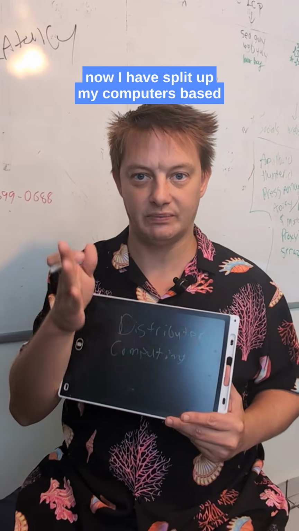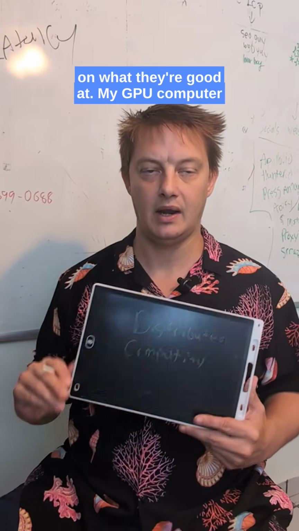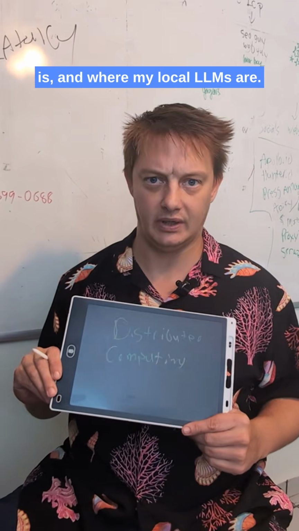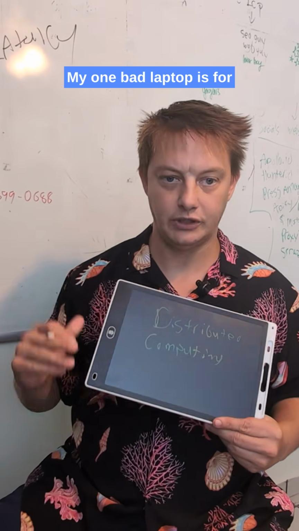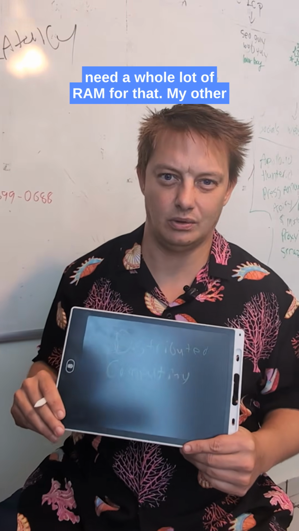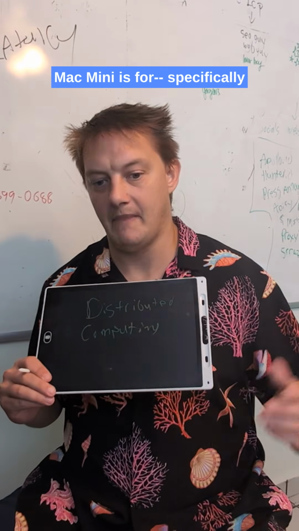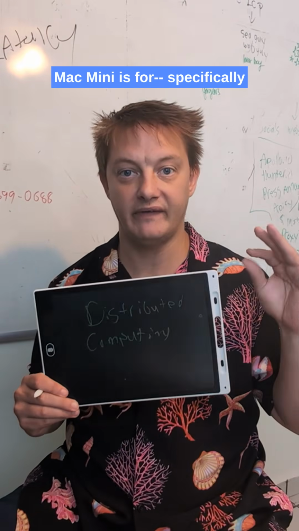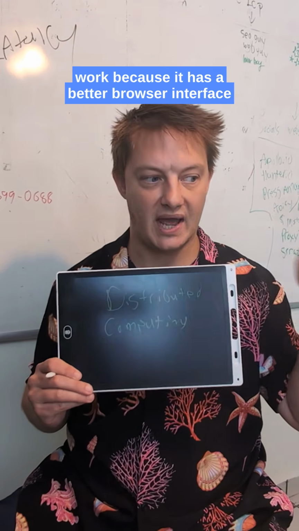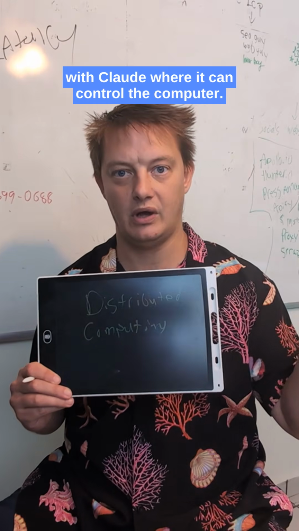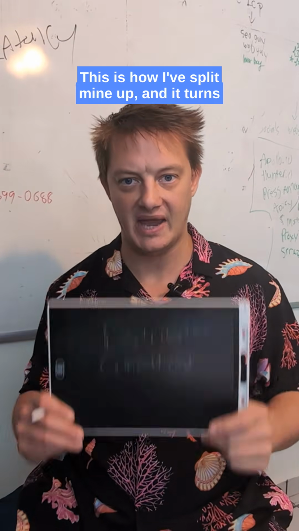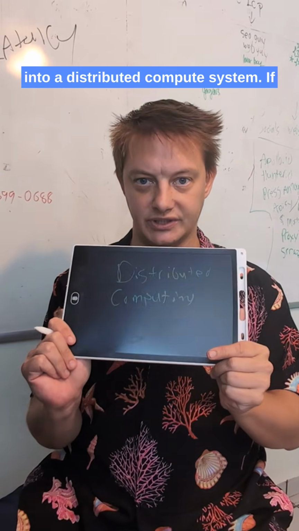So now I have split up my computers based on what they're good at. My GPU computer is for my video editing, and it's where my brain is and where my local LLMs are. My one bad laptop is for browsing because it can click around. It doesn't need a whole lot of RAM for that. My other Mac Mini is specifically for dev work and client work because it has a better browser interface with Claude where it can control the computer. This is how I've split mine up, and it turns into a distributed compute system.